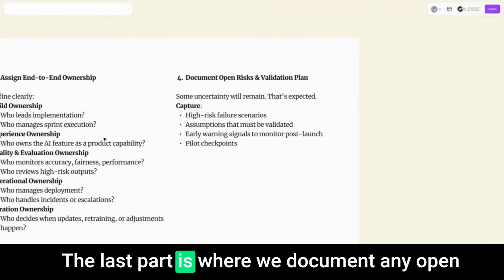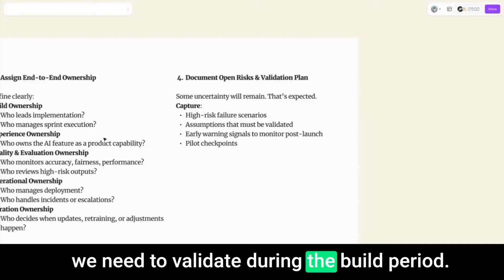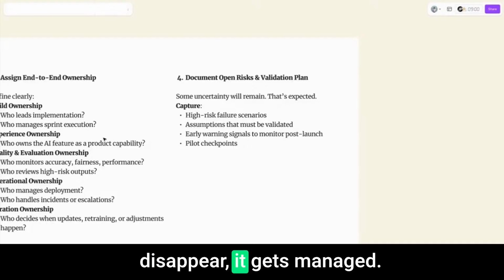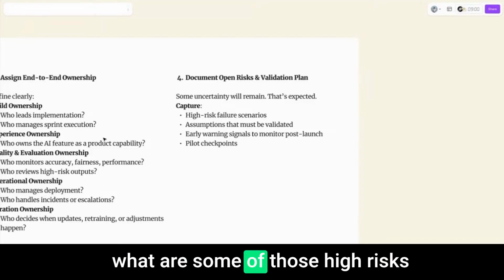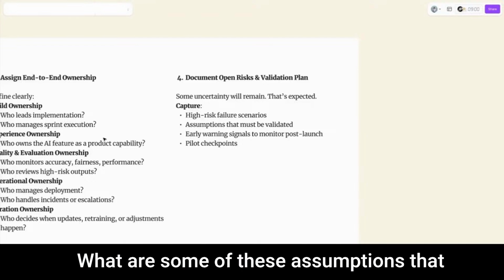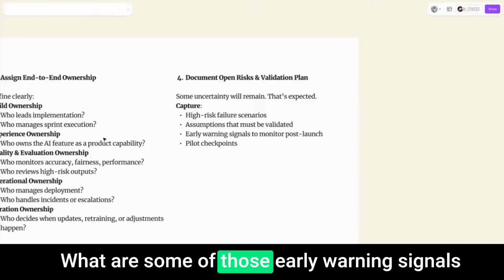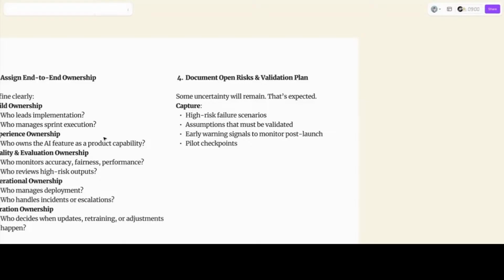And the last part is where we document any open risks and then the validation plan of things that we need to validate during the build period. Because uncertainty does not disappear, it gets managed. Things that we capture here are what are some of those high risk scenarios, be it failure or success? What are some of these assumptions that we need to validate during the build period? What are some of those early warning signals that we will monitor right after launch?